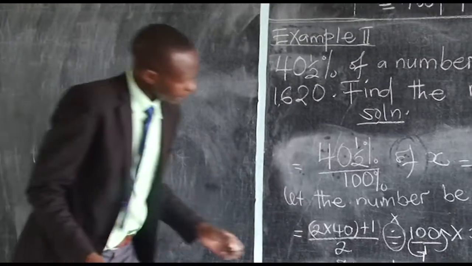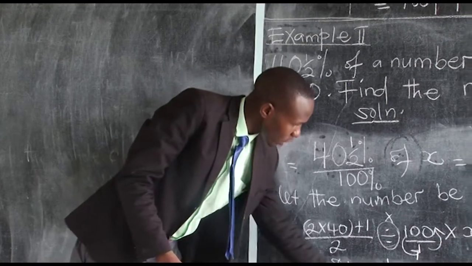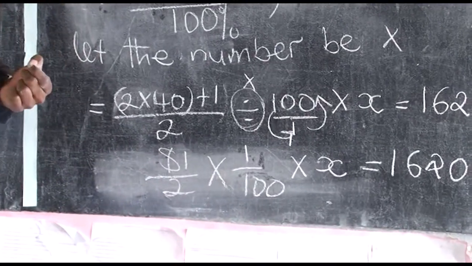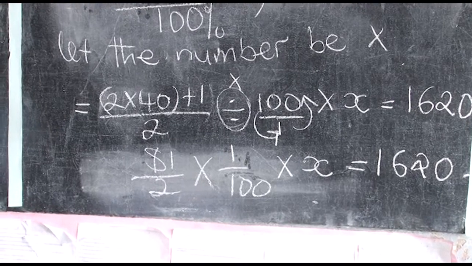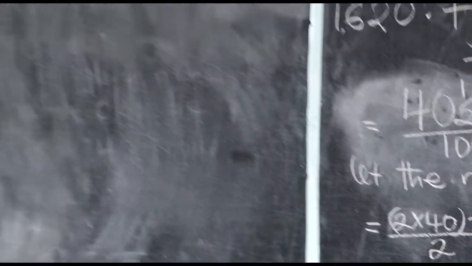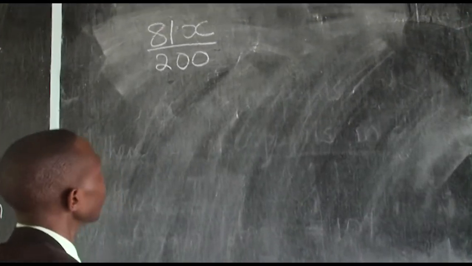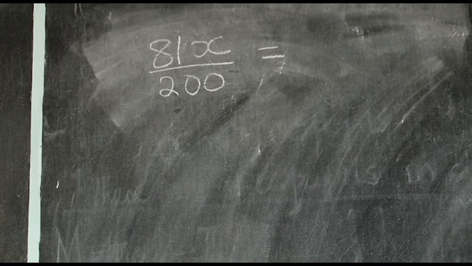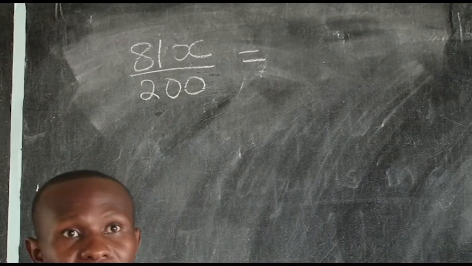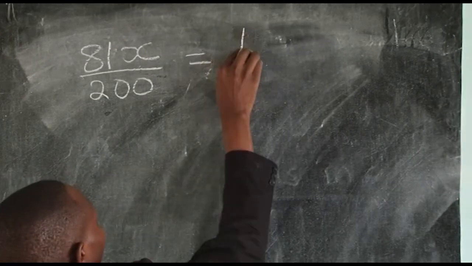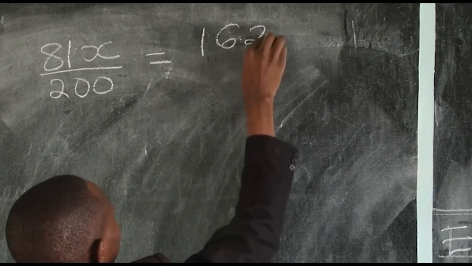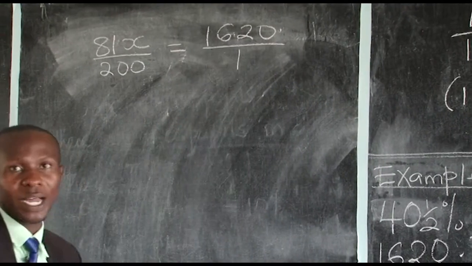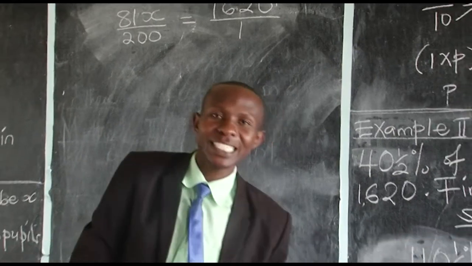Then we say, out of 2 times 100, 2 times 100, it will give us 200. So we shall say, out of 200. After saying out of 200, will be equivalent to, what we have here? We have 1620. That's what we have. Let's make it also a fraction, out of 1.